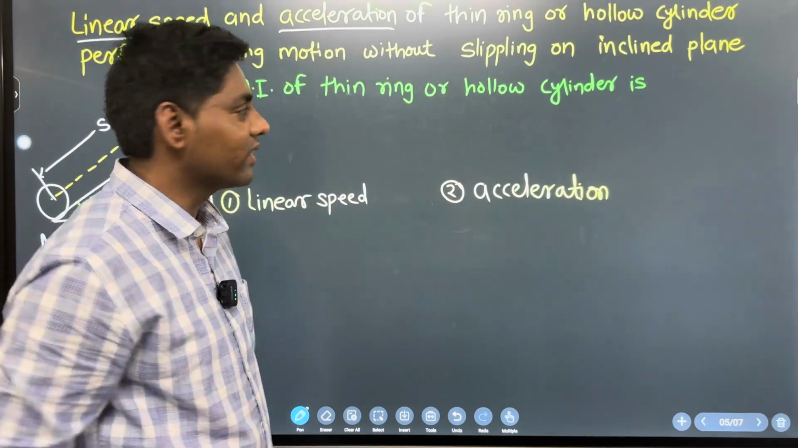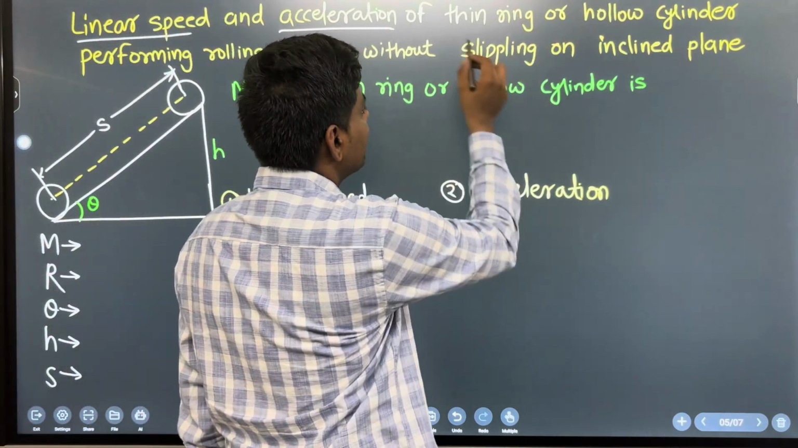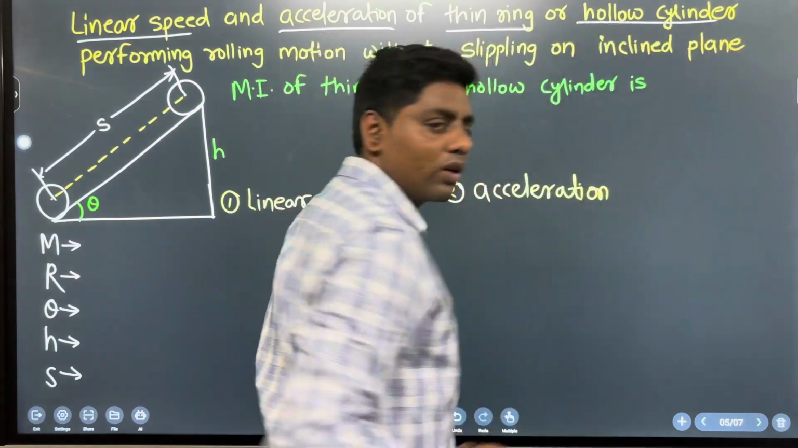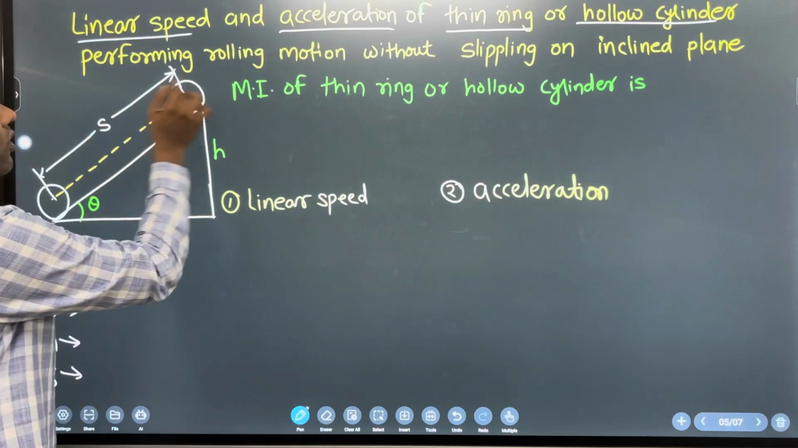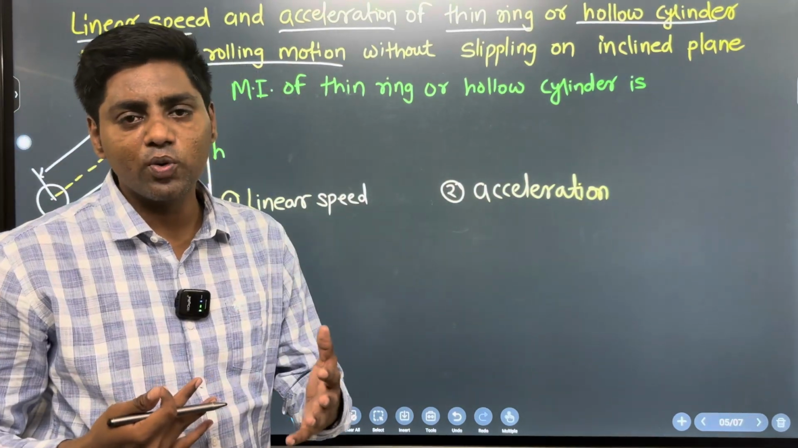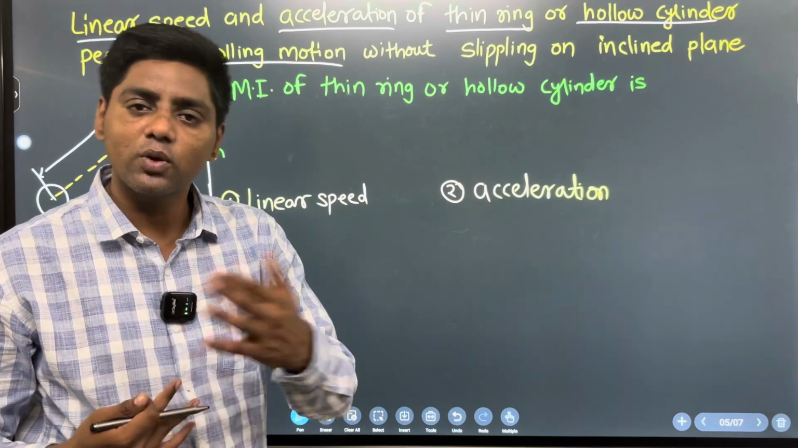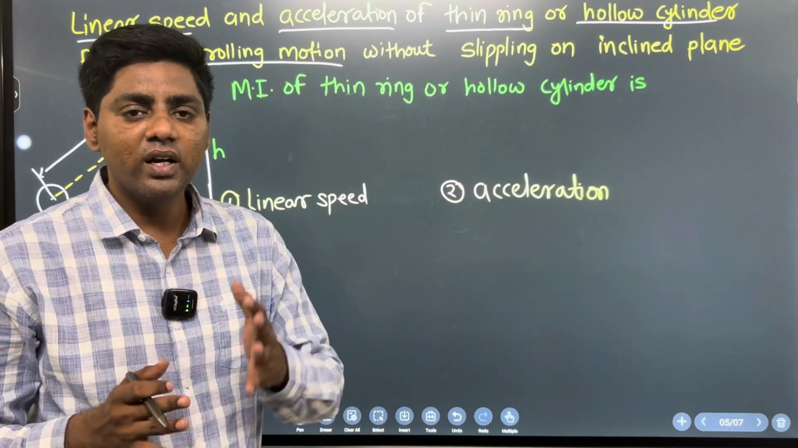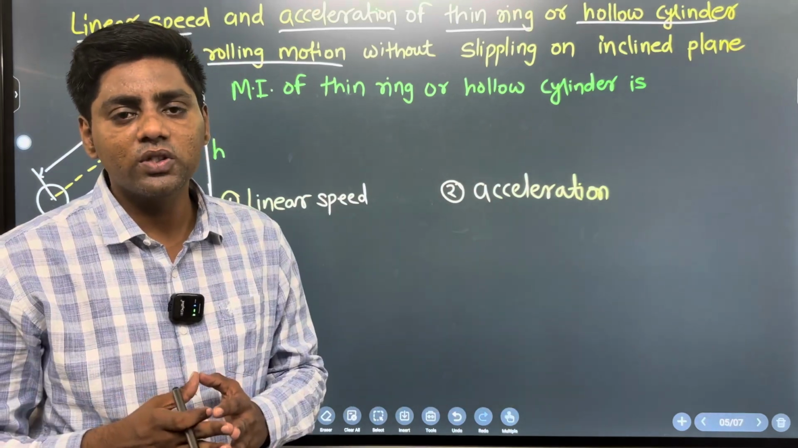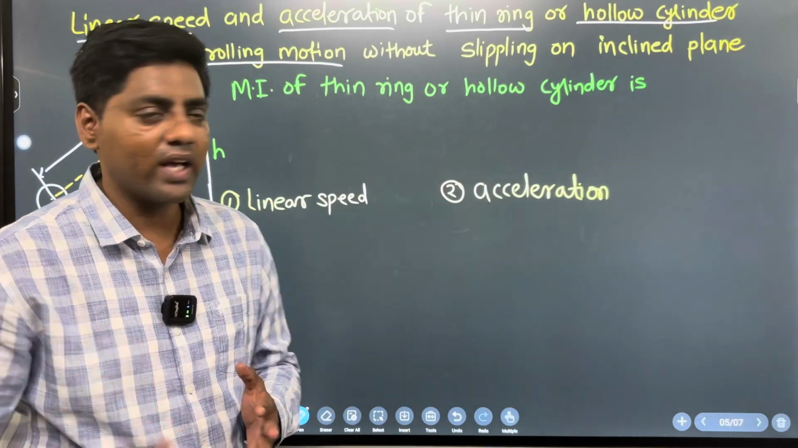So we have to solve for the linear speed and acceleration, meaning we have to complete two formulas. The shape given is most important, that is a thin ring or hollow cylinder performing rolling motion. Rolling motion means the body possesses both translational motion as well as rotational motion. Translation means it is going from one point to another along a straight line, and rotational motion means the body is rotating about its own axis.